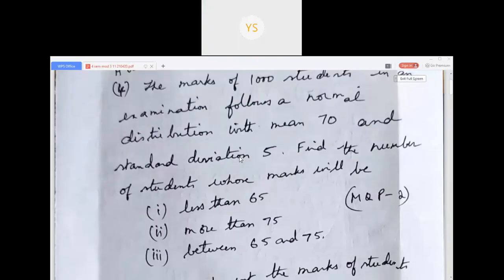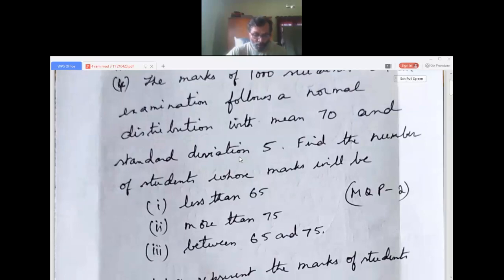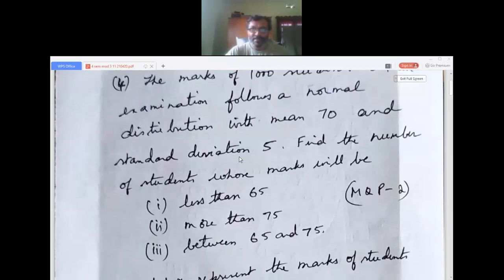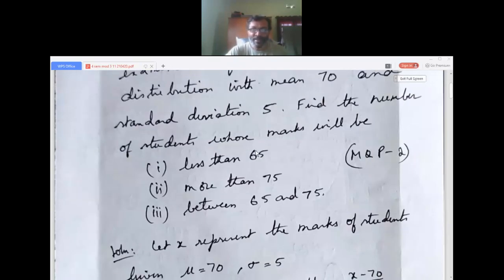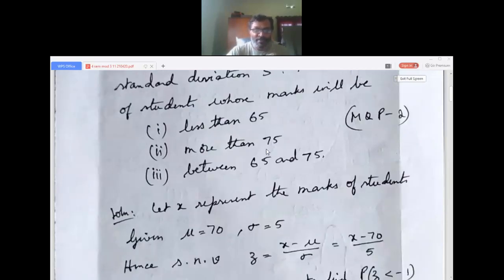The marks of 1,000 students in an examination follow a normal distribution with mean 70 and standard deviation 5. Find the number of students whose marks will be less than 65, more than 75, between 65 and 75.